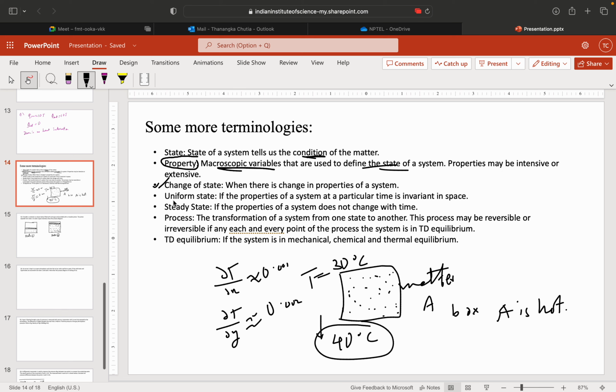Now this uniform state, I have already told you. If the properties of a system at a particular time are invariant in space, suppose at a particular time, say at 3 o'clock, you measured the temperature of this box and at each and every point of this box you got 30 degrees Celsius, that means this is in a uniform state. Next is the steady state.